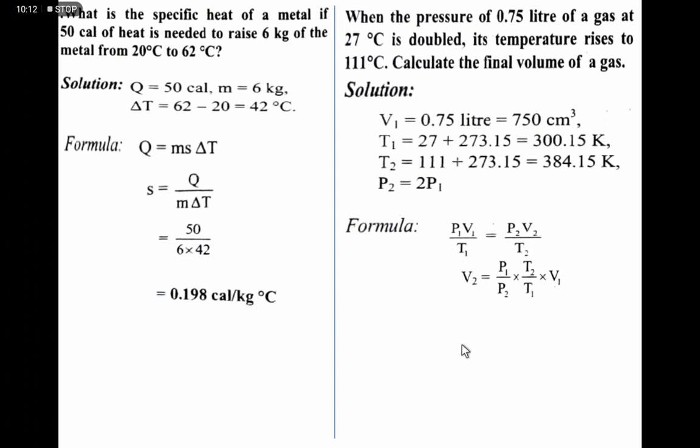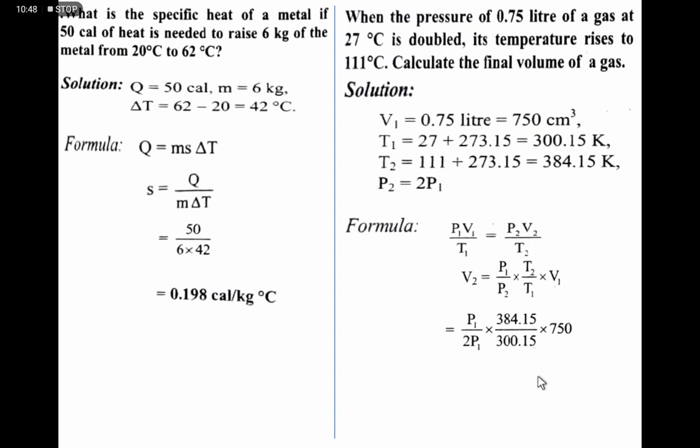T2 is 384.15 Kelvin, and T1 is 300.15 Kelvin. V1 is 750. Okay, so P1 cancels, and here log of 384.15 plus log of 750 minus log of 600.30. 2 multiplied by this will get 600.30.